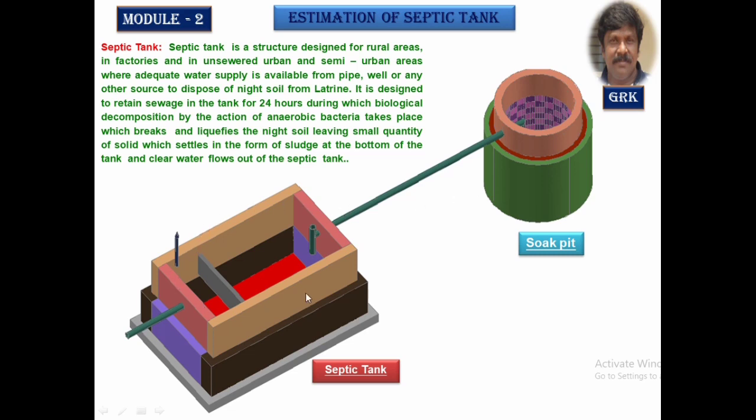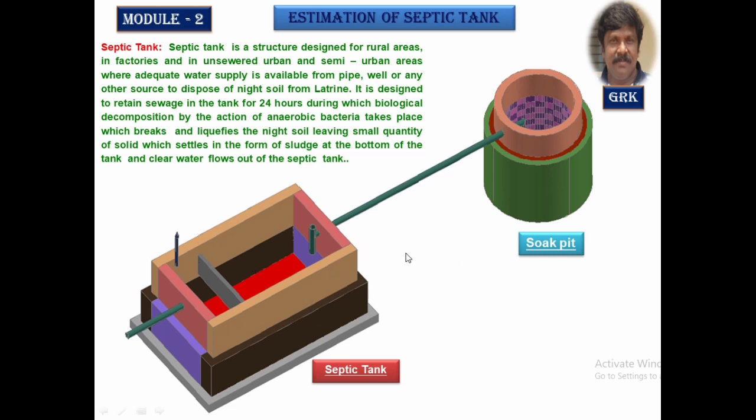And this is what we call a septic tank, where the night soil will come from the latrines, fall onto this one, and be accumulated here in the tank as sludge. And this is a baffle wall that is being provided to see that the water will not disturb the decomposition of the collected night soil.